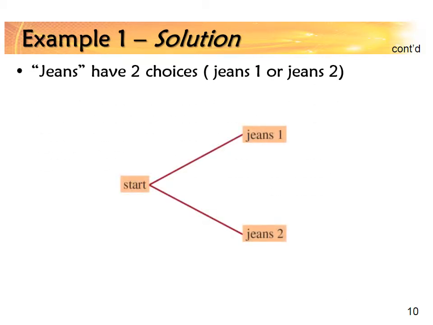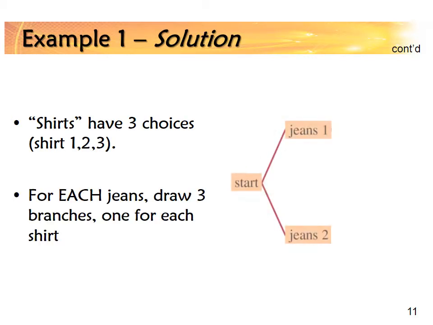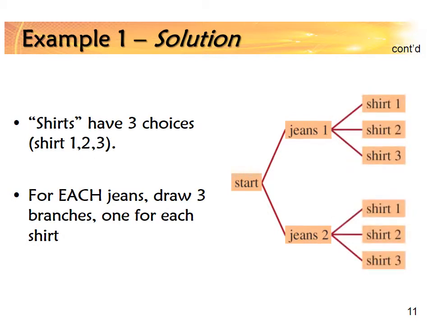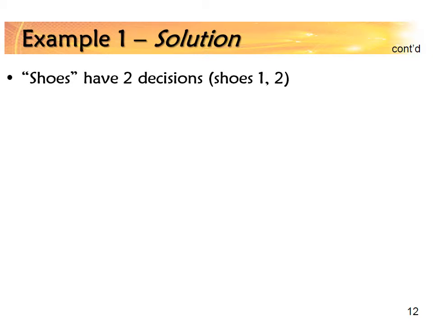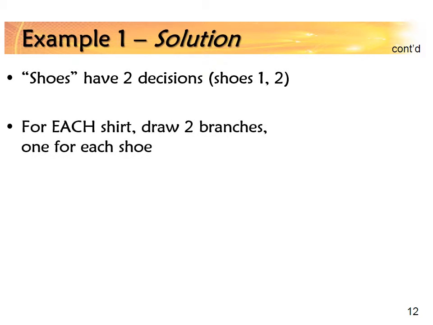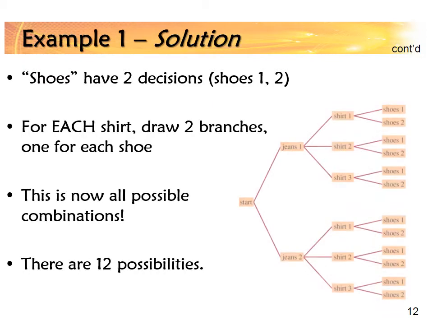Okay, so for jeans, I have 2 choices, jeans 1 and jeans 2. Shirts, I have 3 choices, shirts 1, 2, 3. So I'm going to go ahead and lay those out there. So if I choose jeans 1, I can choose shirt 1, 2, 3. If I choose jeans 2, I can choose shirt 1, 2, 3. Alright, so we have those other things done. We know that shoes have 2 decisions, shoes 1 or shoes 2. So for each shirt, we draw 2 branches. And there end up being 12 possibilities.